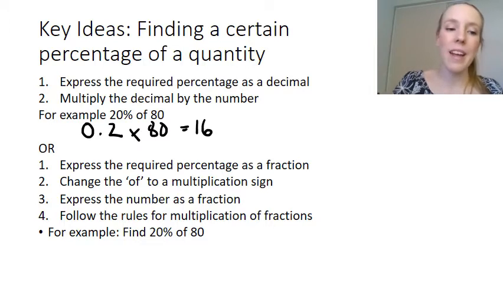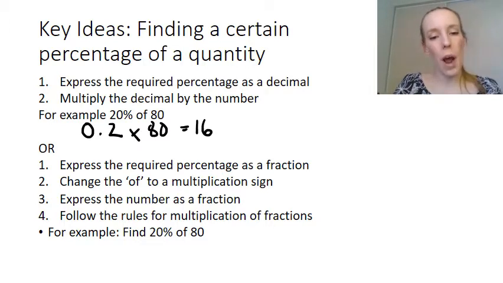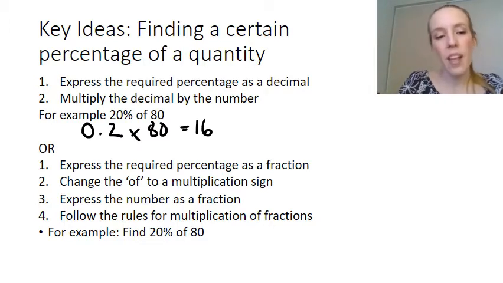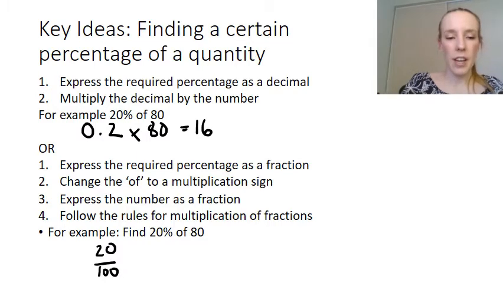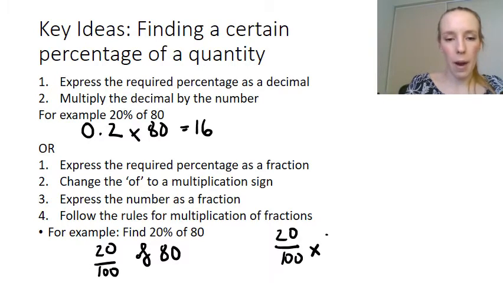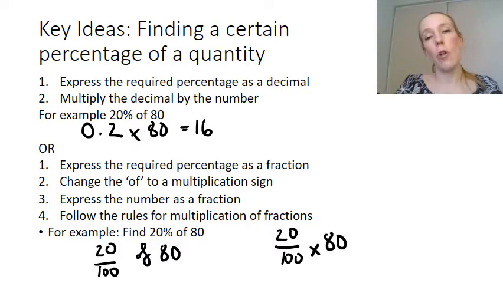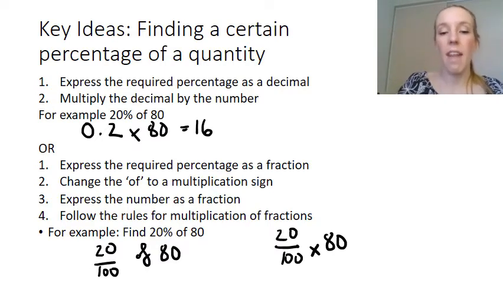Or a second way of doing this is express the required percentage as a fraction. So for instance, we want 20%, so it's 20 over 100. Change the "of" in "of 80" to a multiplication sign. So we have 20 over 100 multiplied by 80, and then we can just follow those rules. So you do 20 divided by 100 multiplied by 80, and that will give you the same answer of 16.